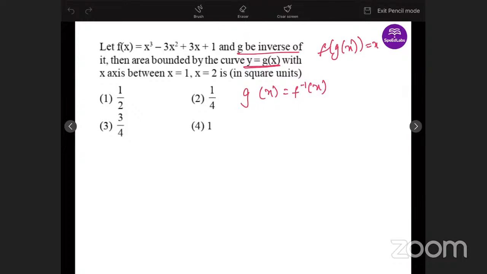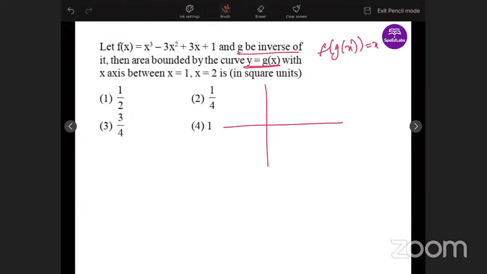Sir, I am thinking how to do direct integration. It is a 1/3 power, how will we do it? So basically we need a graph. So what will be the line x is equal to 2? Something like this. 2,0, and x is equal to 1. What would be the graph? 1,0, right?